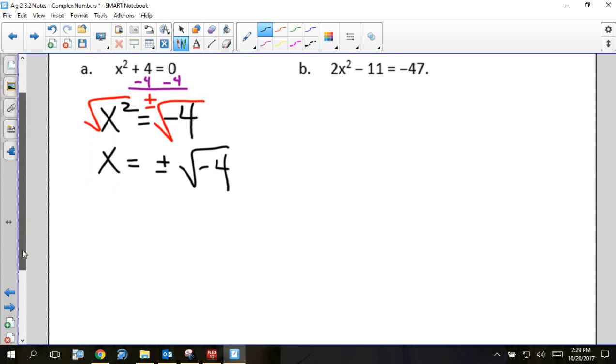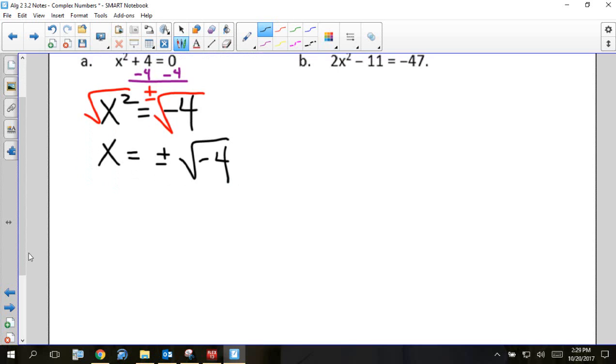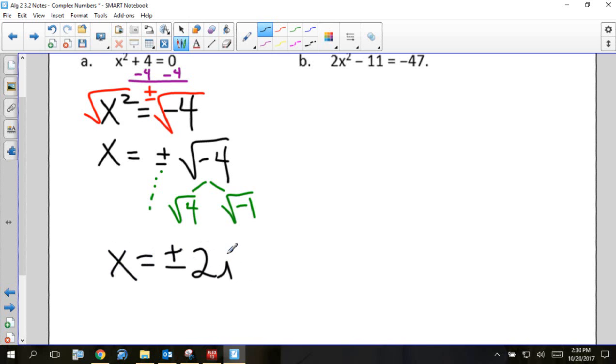From here, we hopefully know that we cannot square root a negative number. So we are going to break apart square root negative 4 to square root positive 4 and square root negative 1. That plus minus is still there. We have x equals plus minus. What is the square root of 4? What is the square root of negative 1? i. So our solutions in fancy brackets, because there's more than one, plus minus 2i. If you want to write those as negative 2i, comma positive 2i, that's okay also.